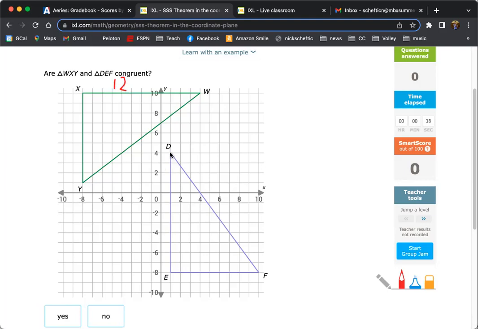Okay. And then going from here, if I count up and down, I'm starting at 4 and going all the way to negative 8, which is going to be 12 as well. And then E to F right here is from 10 down to 1, so that's going to be 9. And then from here, this is 1 to 10, so it's also 9 right there. Okay, so this is going to be considered congruent.